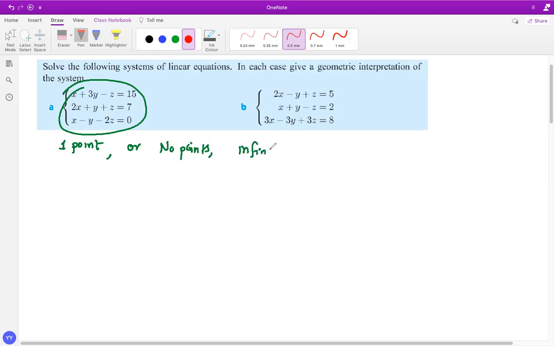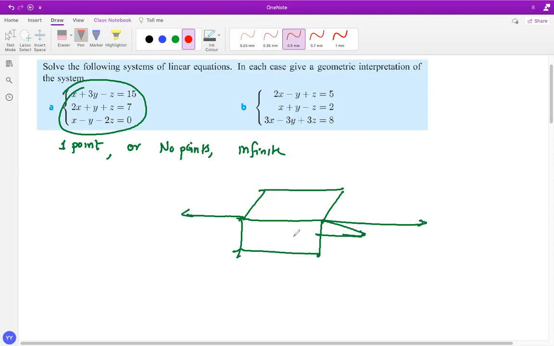Now, when there are infinite points, consider this is plane number one, this is plane number two, and this is plane number three, let's say here. If they meet along a line, this is called an infinite solution. So all the points on the line are part of all three equations.